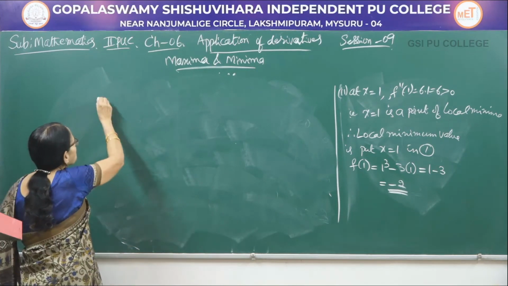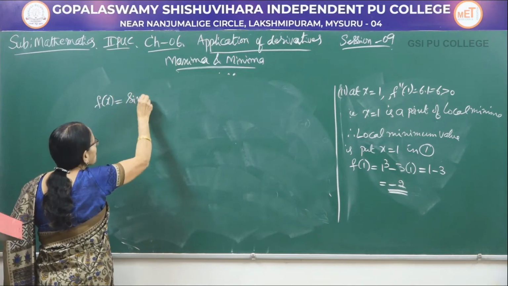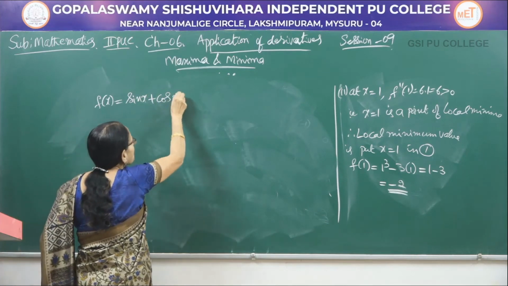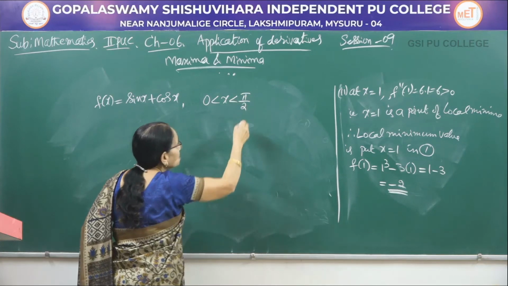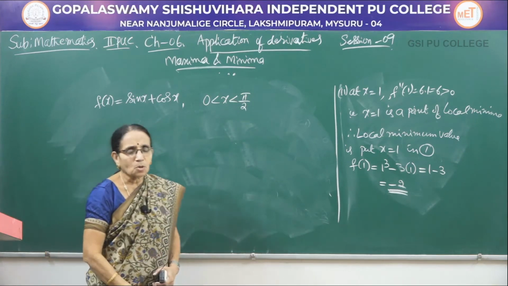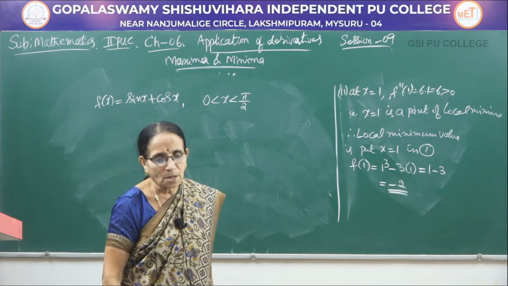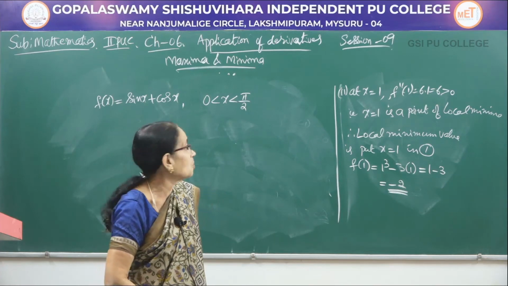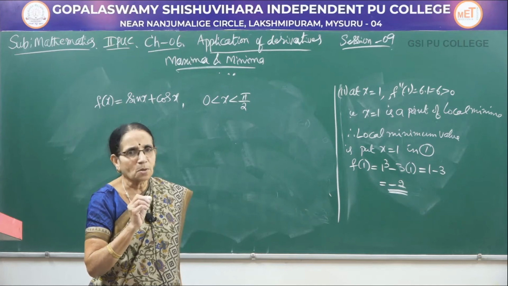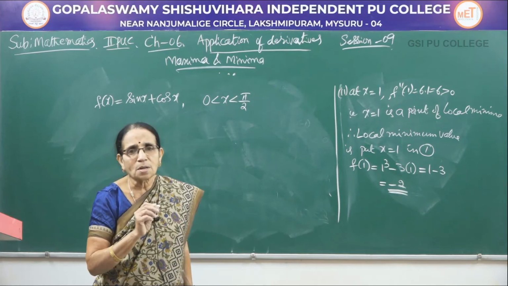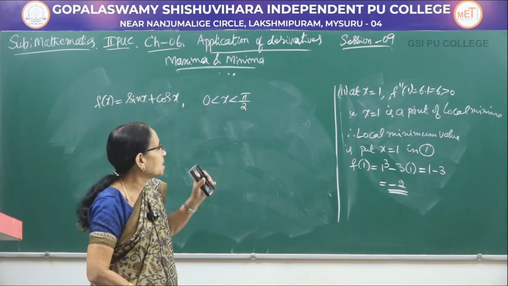Now, the next function I am considering is a trigonometric function. f(x) equal to sin x plus cos x. Here there is some restriction for the domain. What is the domain here? It is 0 less than x less than pi by 2. It is an open interval. I am considering x belongs to the open interval (0, pi by 2). It does not take the value 0. It does not take the value pi by 2. All the values between 0 and pi by 2, x is taking.